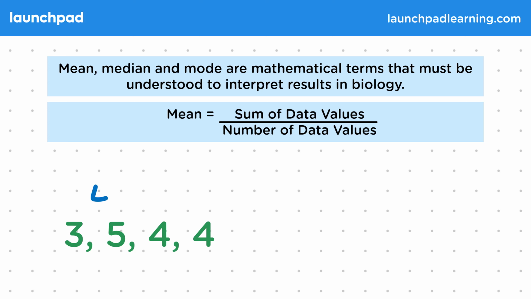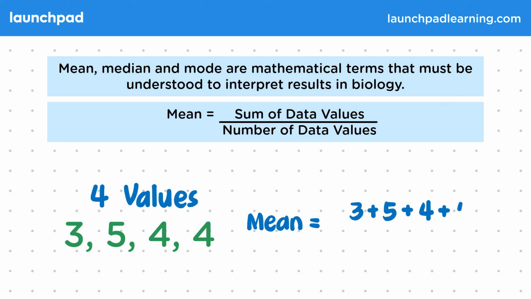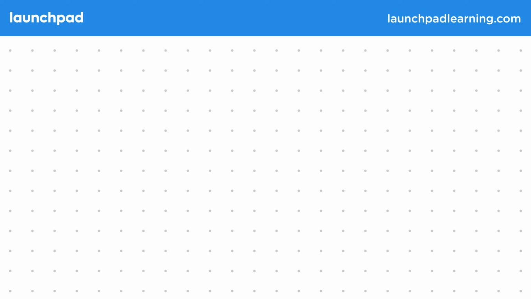So let's have a look at these four values and see if we can find a mean. To calculate the mean from this set of numbers, we're going to add them up together, so 3 plus 5 plus 4 plus 4, and divide them by 4 because we have 4 values. The answer for this is 4. This is just a simple example, so let's now have a look at how we would calculate the mean for a data set in ecology.